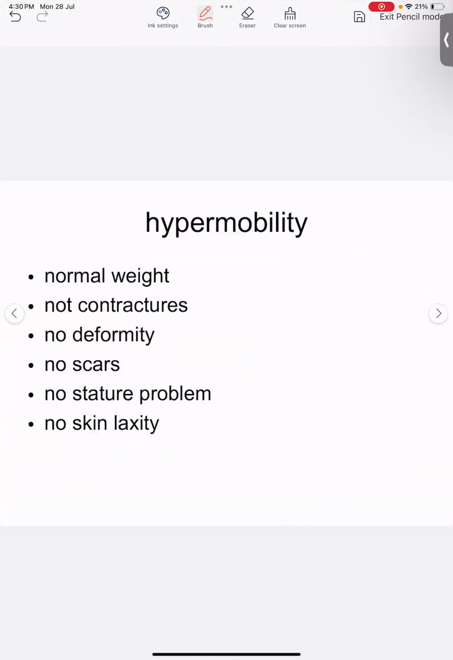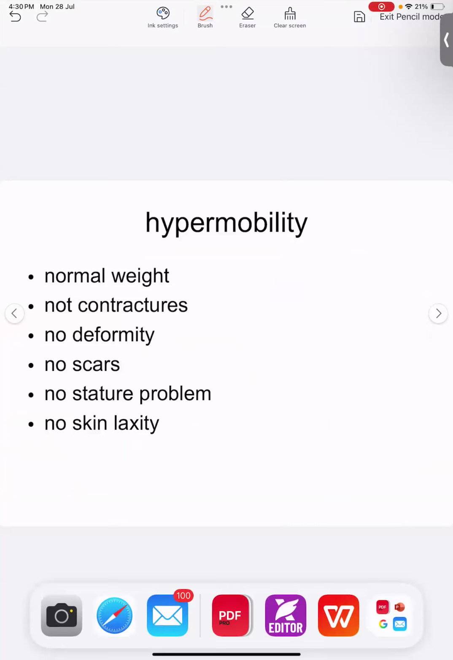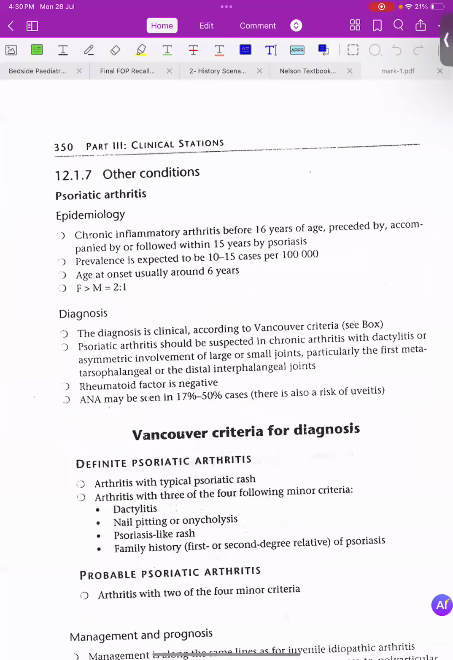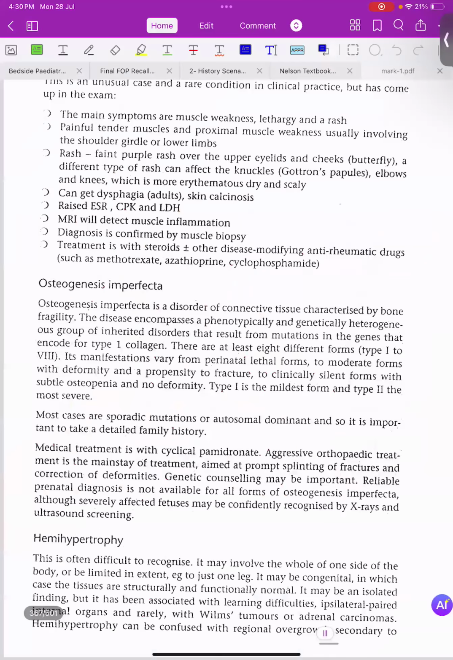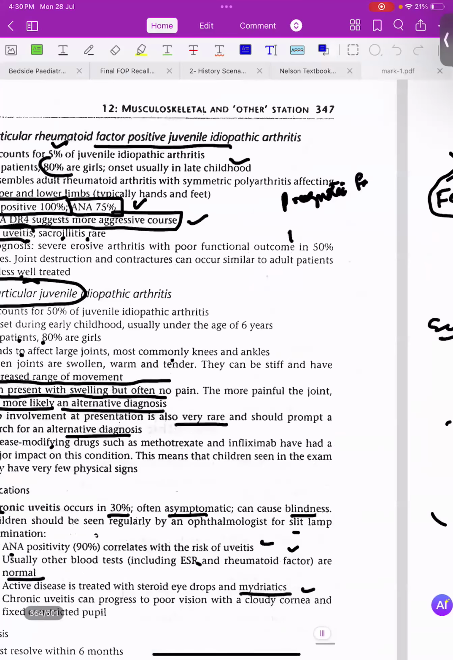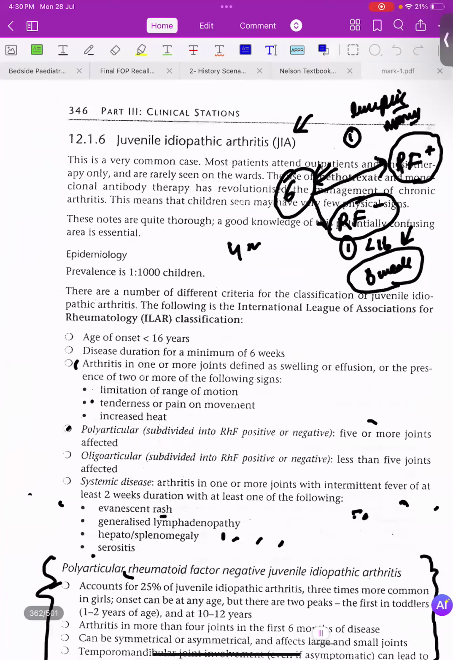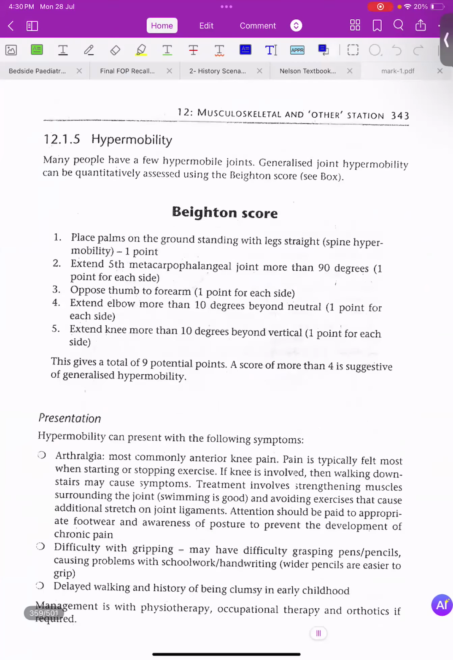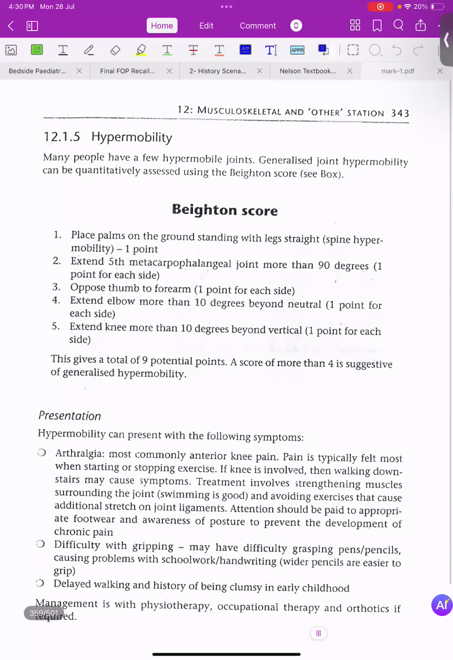The next topic we will discuss today is hypermobility. What is hypermobility? You will also read it from your MRCPCH. Hypermobility and Beighton score are extremely important. You may get this in your clinical station, especially for your video stations. So what is hypermobility?